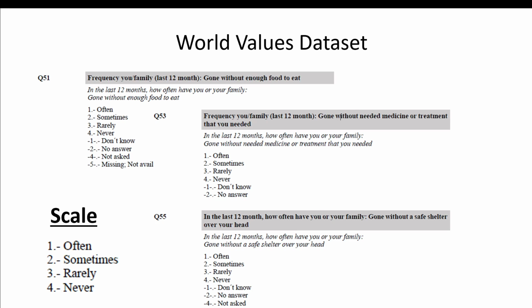So the question is, have you gone without enough food to eat? And they can answer on a scale from 1 to 4, 1 indicating often and 4 indicating never. I also have questions about going without needed medicine or treatment, and then also, have you gone without safe shelter? So there's 3 questions here, question 51, 53, and 55, off of this survey that are going to be plotted.